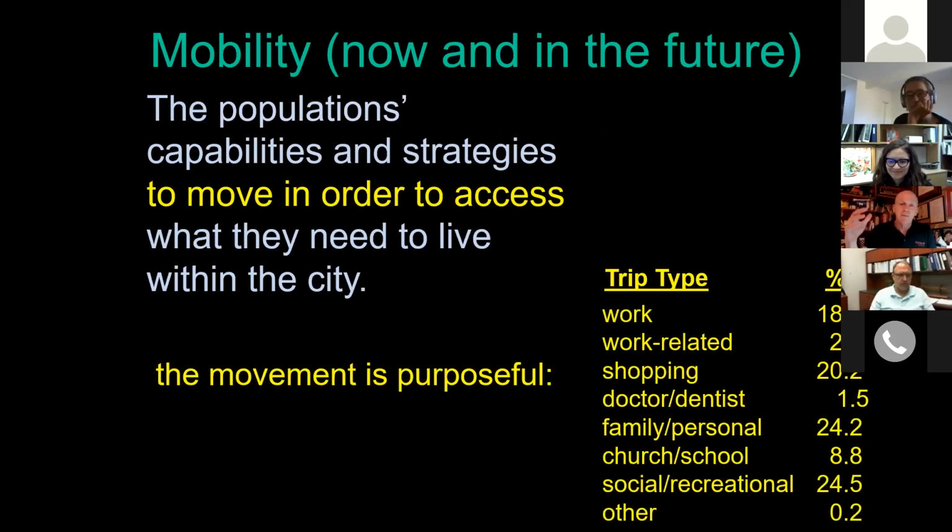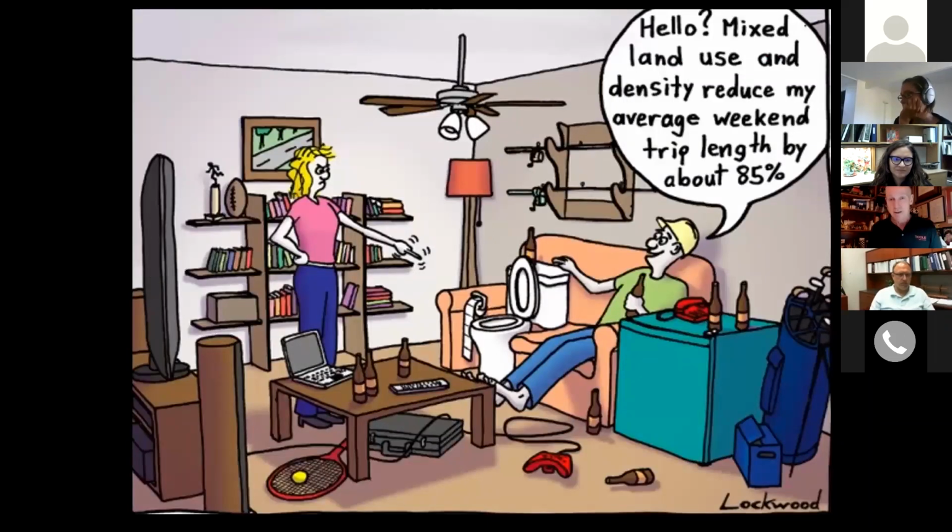And so on the bottom right, you see all the different things we travel for, to go to church, to recreate, to go to the doctor, shop. And only 20% of our trips have to do with going to work. 80% have to do with other things. So if we can mix our land uses closer together, we can shorten trips and increase people's mobility.